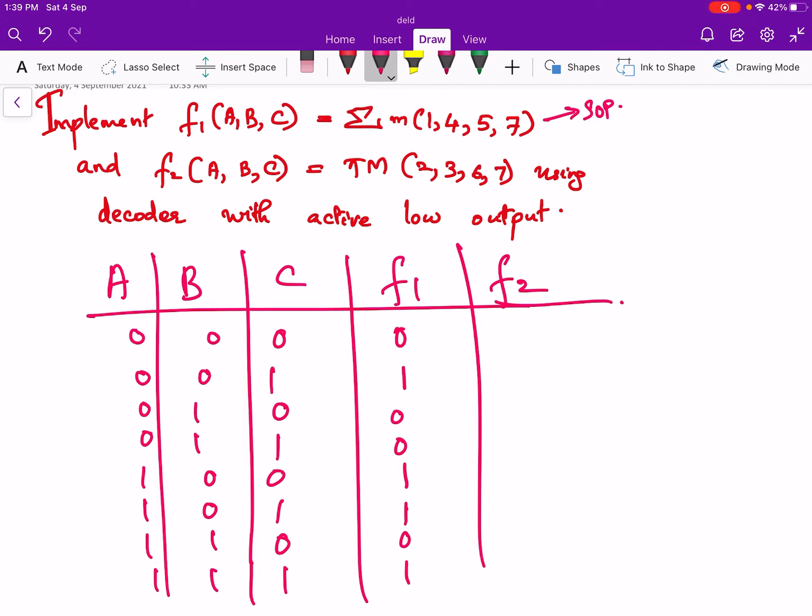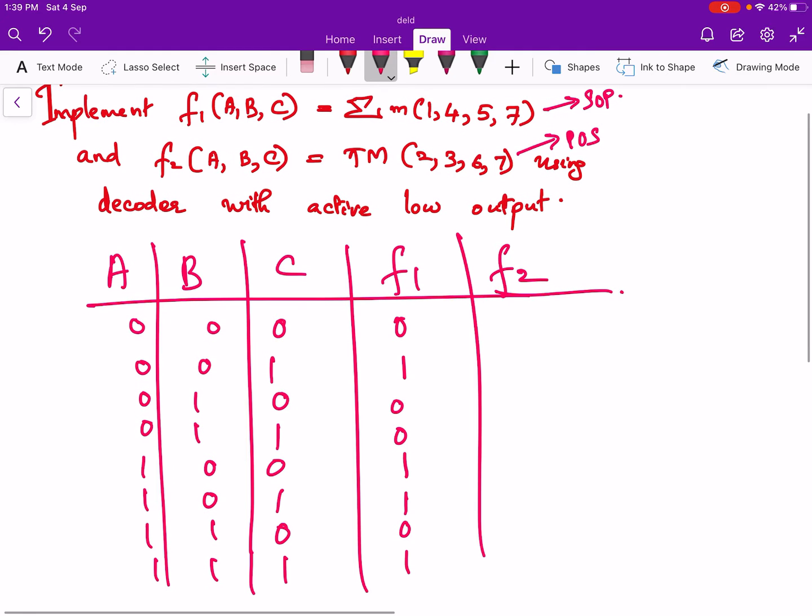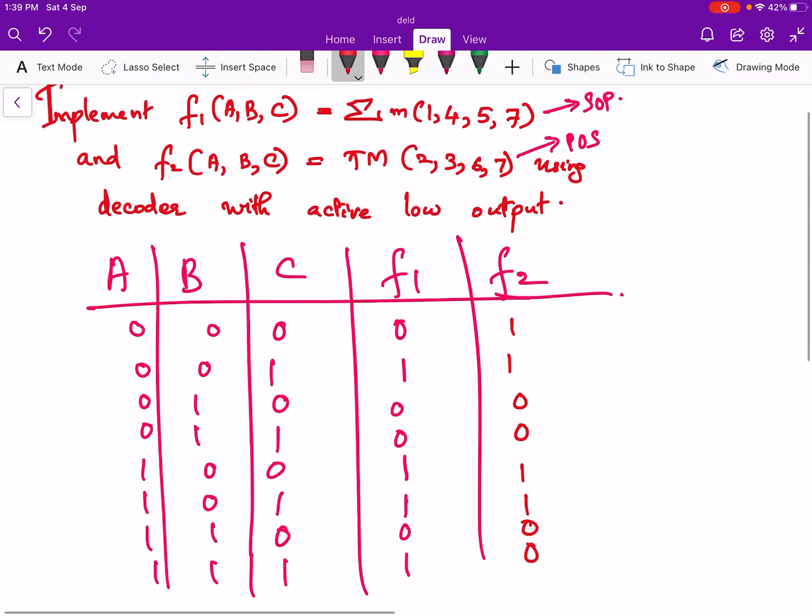Now next is F2. F2 of ABC is pi M 2, 3, 6, 7. So this is the POS form, so these are the maxterms. Corresponding to the maxterms it will be 0s and the rest will be 1s. So corresponding to 2 we can write 0, 3 it is 0, 6 and 7 also 0, and the rest will be 1s. Now we can move on to the implementation part.